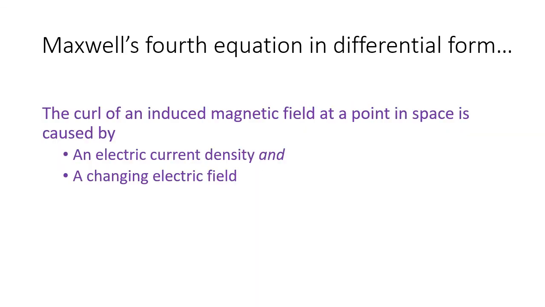So the curl of an induced magnetic field at a point in space can be caused in two ways, by an electric current density and by a changing electric field.